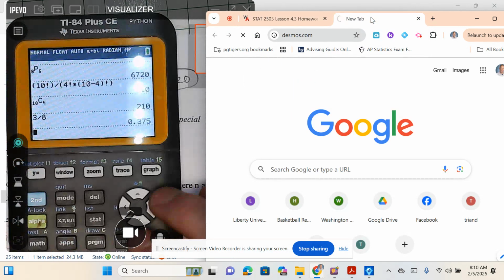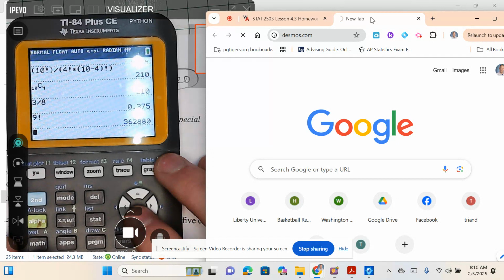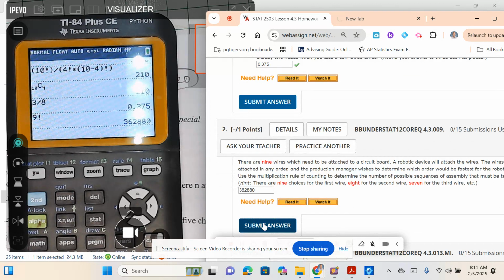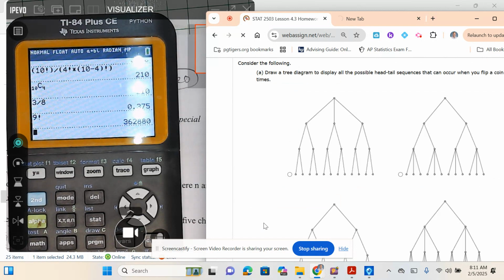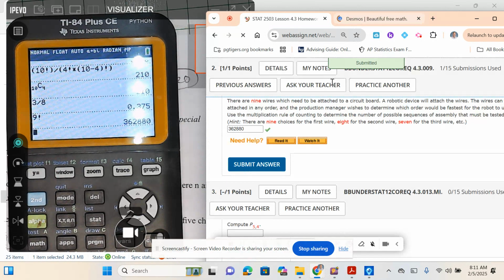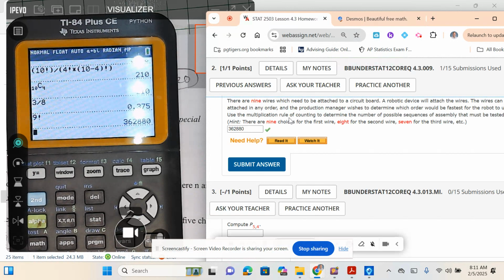On the calculator, 9, and then you go to math, PRB, 4. So 362,880. Okay, I just wanted to give Desmos a shot there. Having trouble loading. So I've got quite a bit there. All right, Desmos loaded real quickly. It's still loading. All right, we'll come back to that.